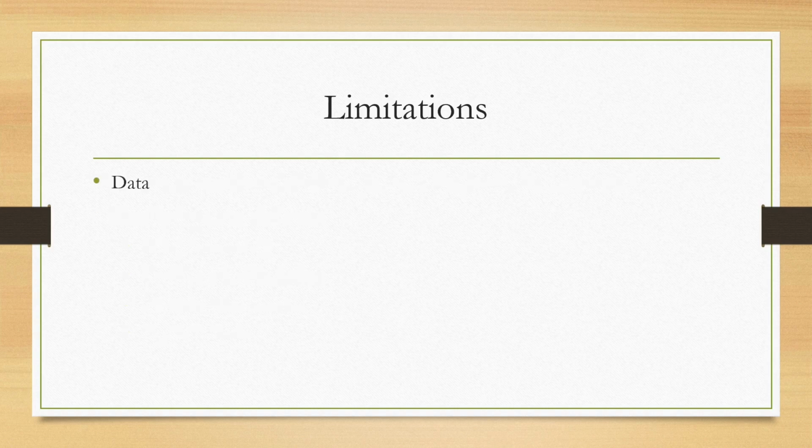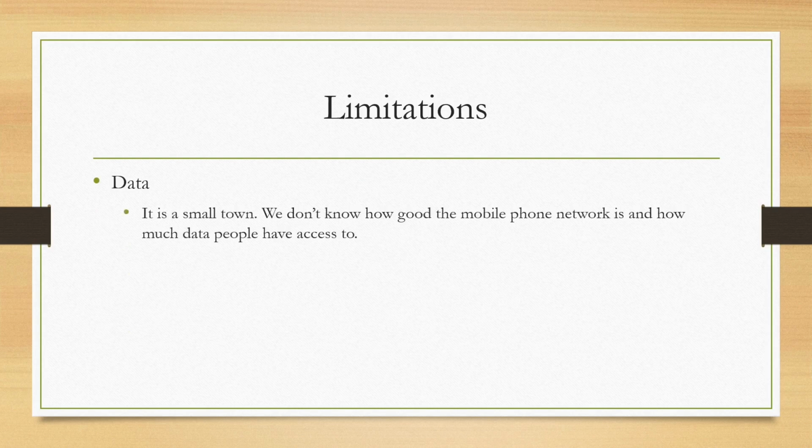What about data? Well, it's a small town and we don't actually know how good the mobile phone network is and how much data people have access to in this community. We don't have any of that technical information. This is a problem. It could be a limitation on our system. People only have limited mobile phone access or only have limited data on their system. And if they don't have limited data, then we are limited to providing only low bandwidth images or no video or things like that. So this could potentially be a limitation.